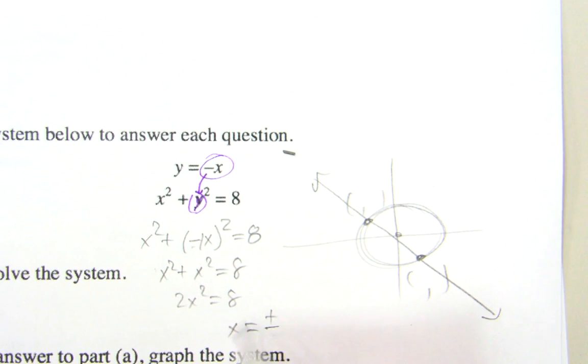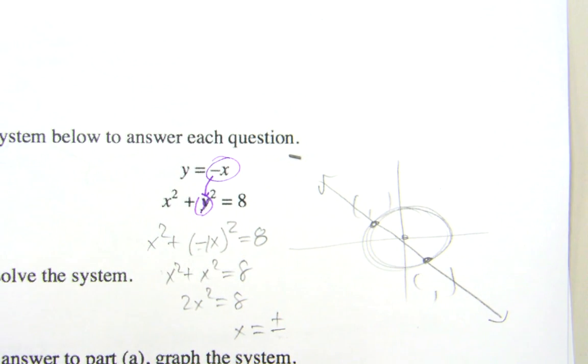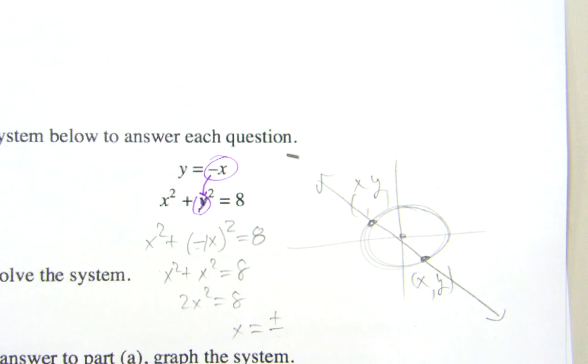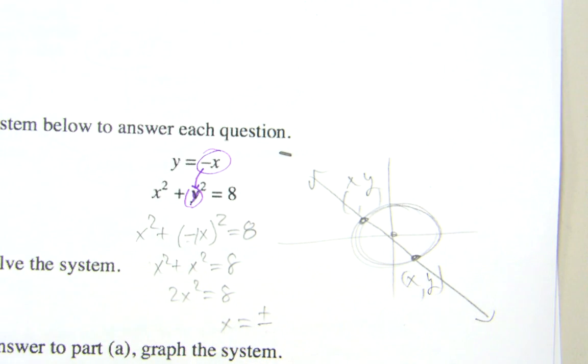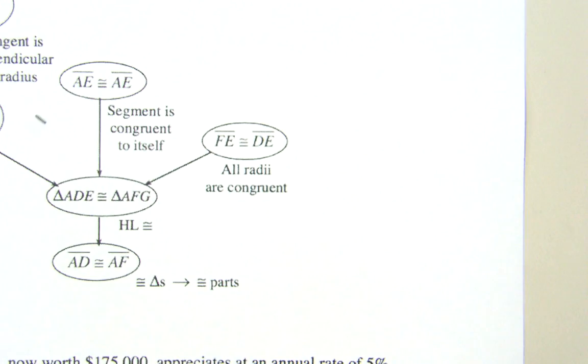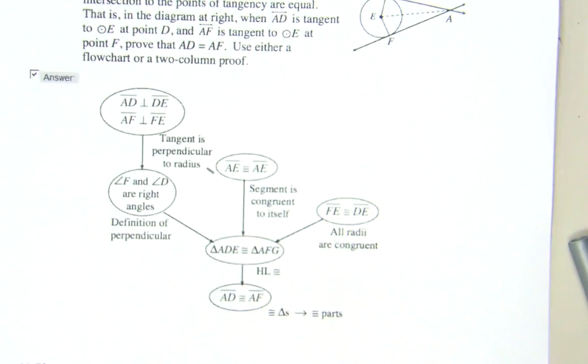Then take both of those answers, plug them back into your equations and get the y values, because you need x and y for where that circle actually meets that line. Okay, that was 71. And then it's number 72. Feel free to press pause for a second and copy this down.